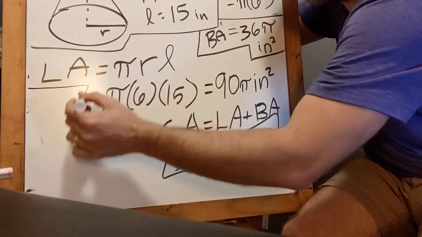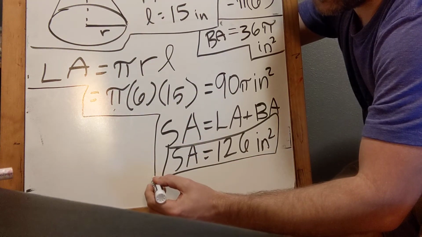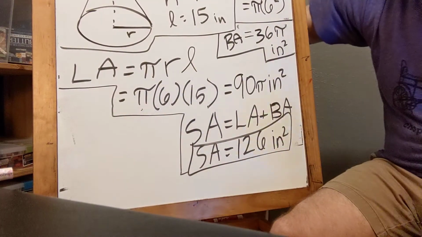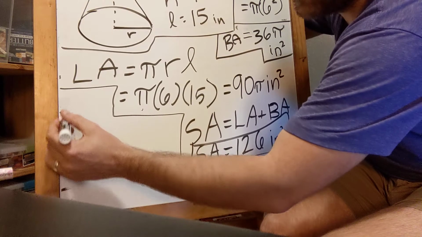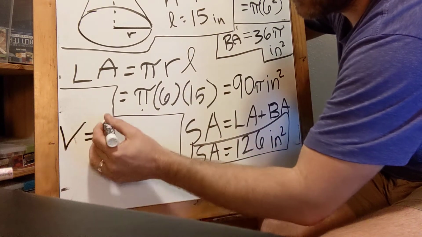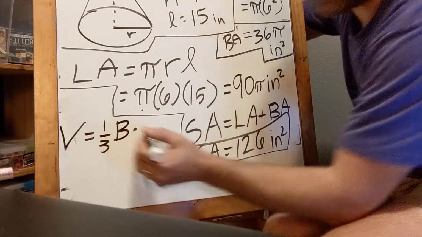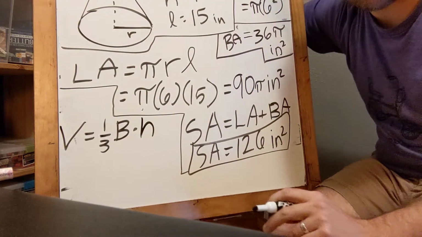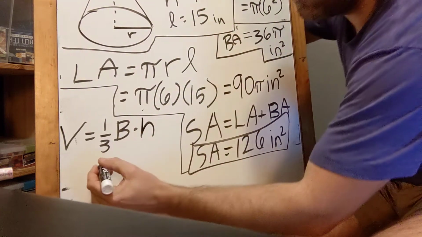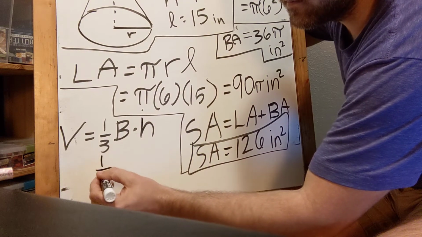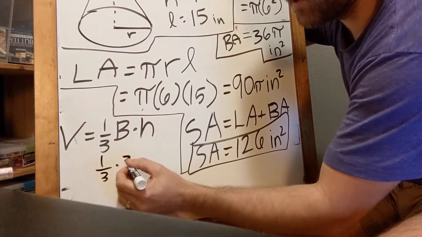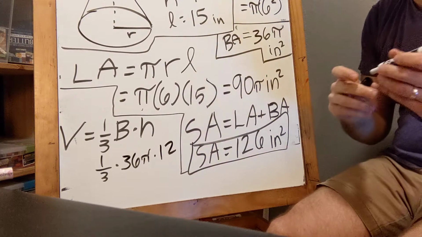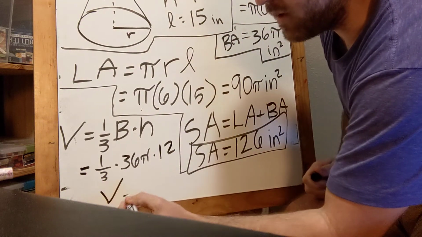I'm going to cordon off this. And I think we can do our volume over here. So the formula for volume is also pretty straightforward. The volume equals 1/3 base times height. Should be familiar to you. That's the same formula we had for the pyramid. So 1/3 times the base, which is 36 pi, times the height, which is 12. And we're going to type that into our calculator, and that will be the answer for the volume.